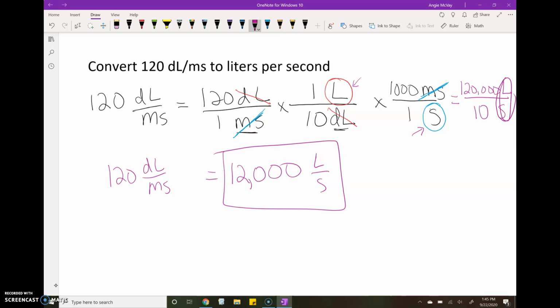What you see above is the correct way to show your work to do this conversion using the factor label method. Please let me know if you have any questions.